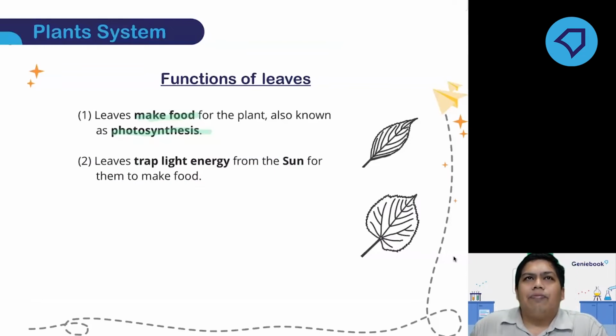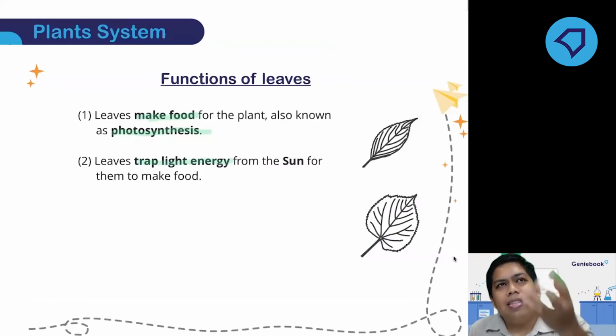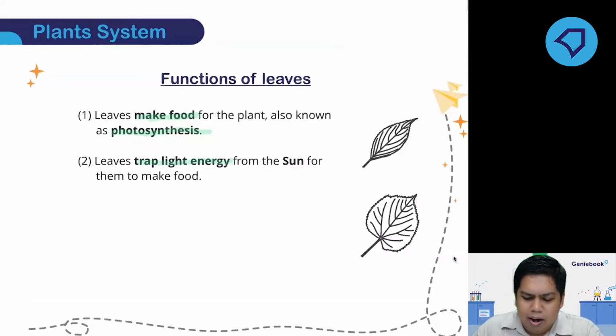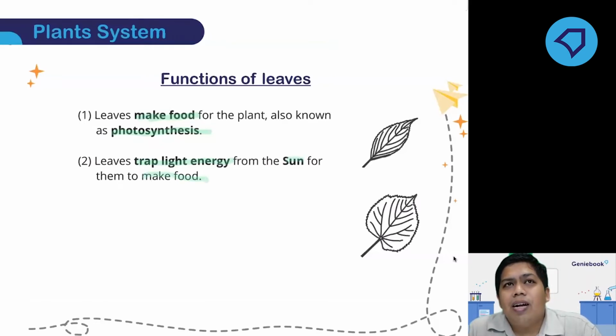Next function. To help it make food, the leaves are able to trap light energy, or you can say absorb light energy from the sun, for them to make food. So this is a very important function of the leaves. That's why the stem will help to ensure that the leaves get sufficient sunlight, as much sunlight as possible.